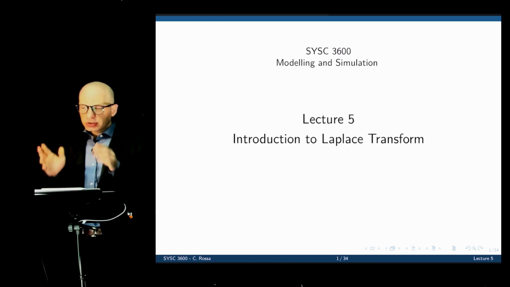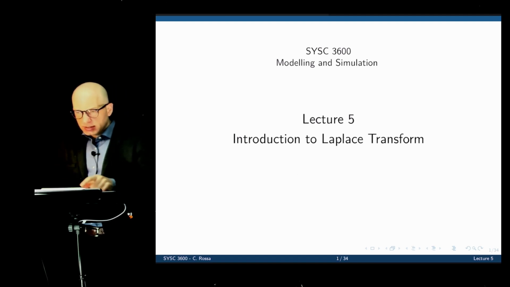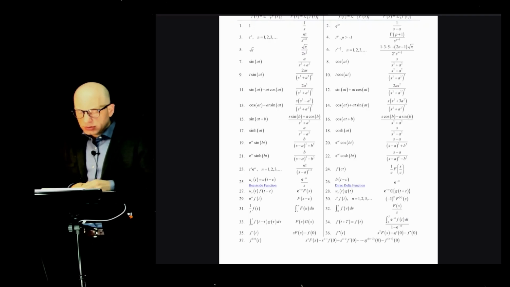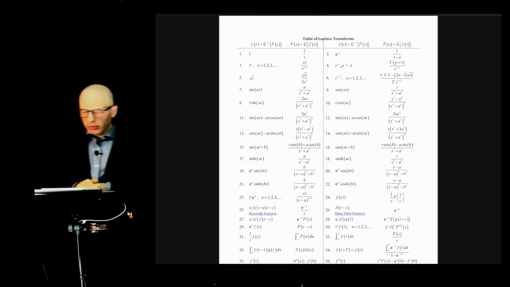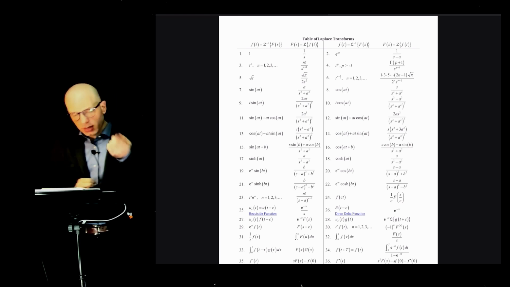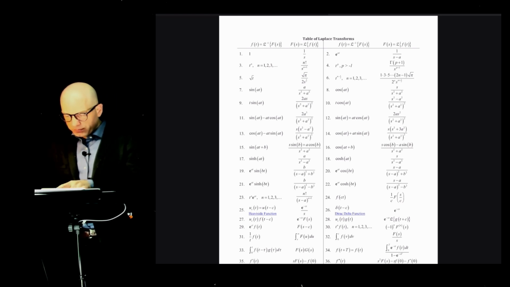So for today's lecture, I need you to have the lecture slides and also this table of Laplace transforms that I posted on Brightspace. Please download it and have this with you. It's posted under lecture 5. This is called table of Laplace transforms.